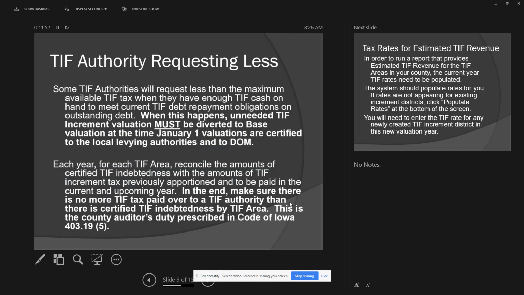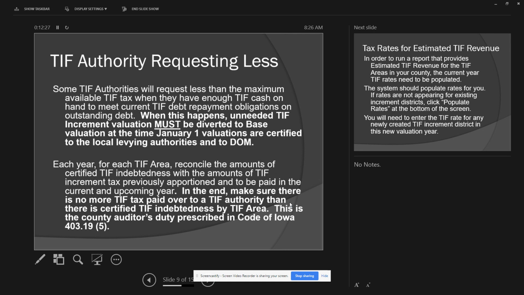So some TIF authorities do request less than that maximum available. Remember, when we did the formula, we calculated, okay, this is all that this incremental situation could provide in revenue, right? You always start with that, like what is the total that could be provided? But some TIF authorities actually request less than that maximum. They have enough TIF cash on hand to meet their current obligations. They only want to capture so much TIF revenue in a particular year. They don't want to capture everything available.